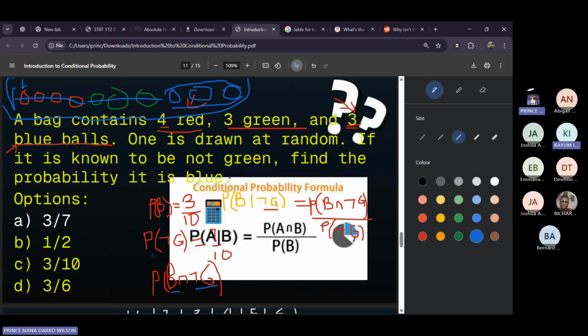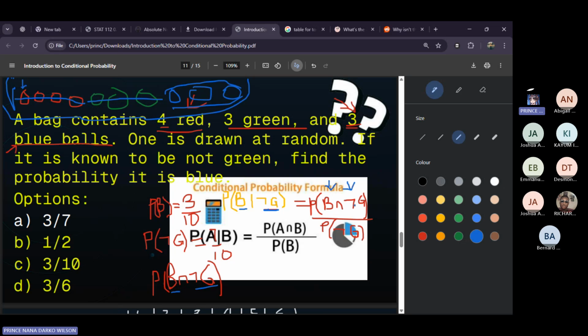I think the question is saying that if it is known to be not green, then that condition is what we see here. The probability that you pick a blue ball, given that it is not green. According to the formula, we have to find the number of balls that are blue and at the same time not green. That's the intersection.